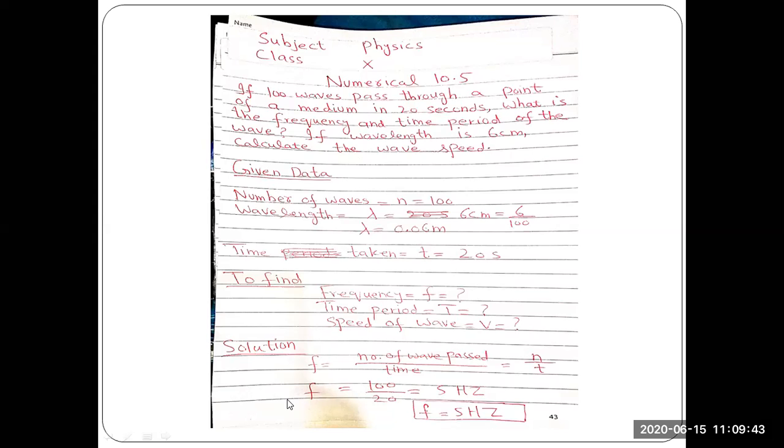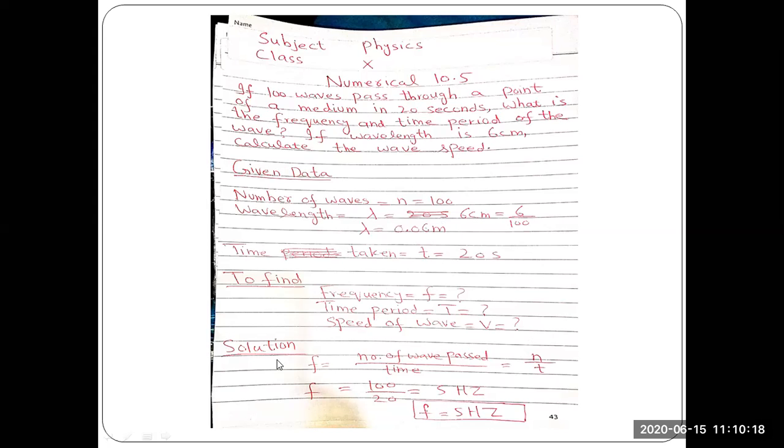In order to find the wave speed, first of all, I need to find the frequency. Then I need to find the time period, because the question asks for the frequency and time period. In this numerical, three things are required. First thing is frequency, and the next thing is time period, denoted with a capital T. The last thing which we need to find out is the wave speed, denoted with the letter small v. These three things are required in this numerical.